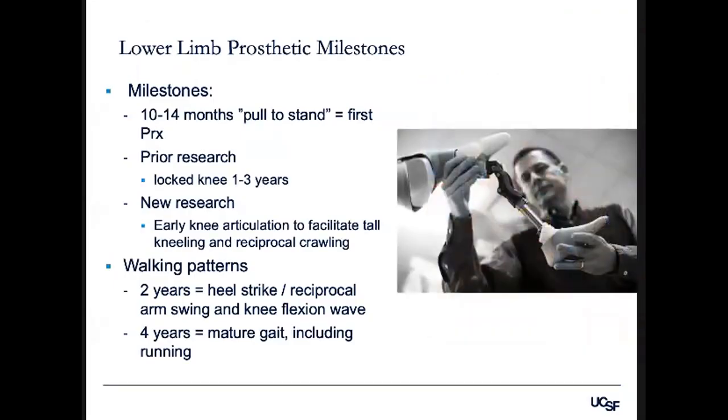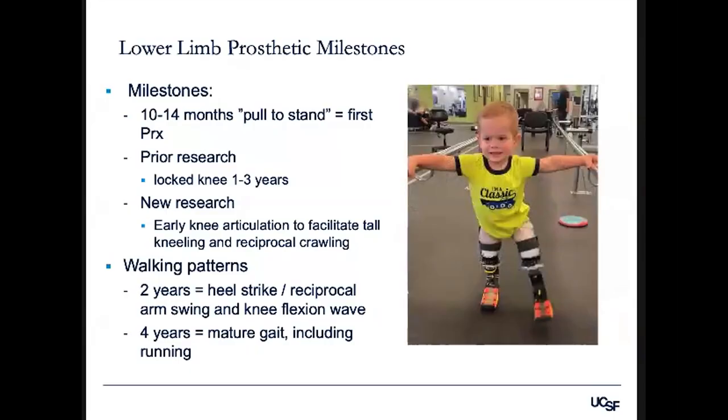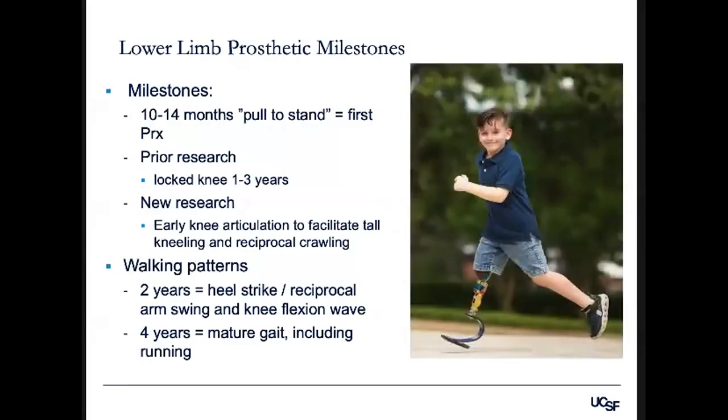But more contemporary research has actually demonstrated that early fitting of a prosthetic knee as the child pulls to a stand can actually provide significant advantages in early childhood development by allowing for kneeling, tall kneeling, reciprocal crawling. So we're in the process of making that considerational change in our practice at UCSF. And by age 2, those children walk with a heel strike, reciprocal arm swing, and a knee flexion wave. And mature gait, including running, generally begins to appear around age 4.